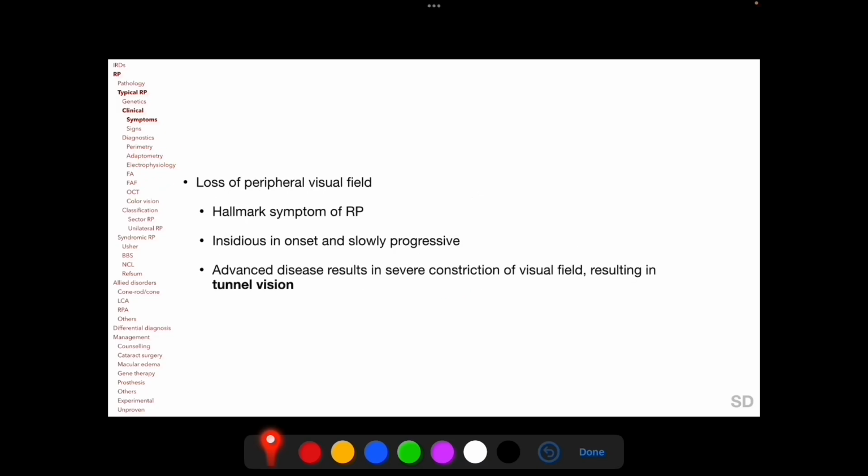The other hallmark symptom of retinitis pigmentosa is loss of peripheral visual field, which is typically insidious in onset and slowly progressive, but in advanced disease there can be severe constriction of the peripheral visual field resulting in tunnel vision.